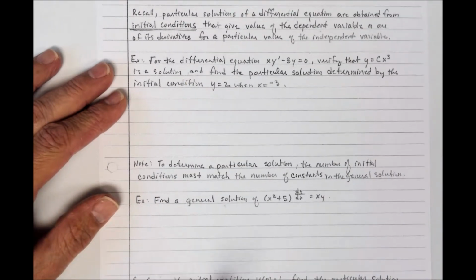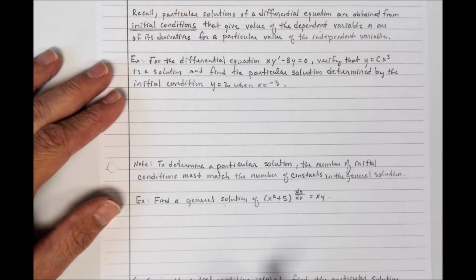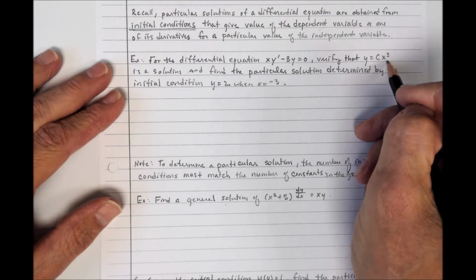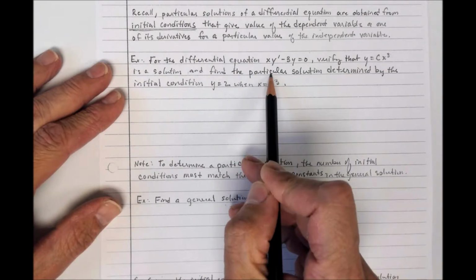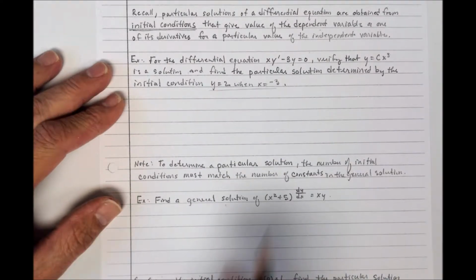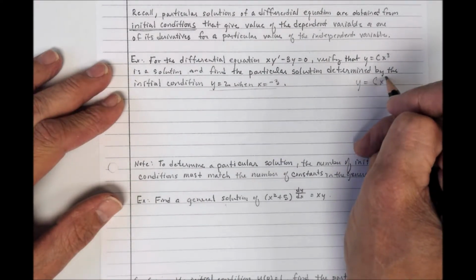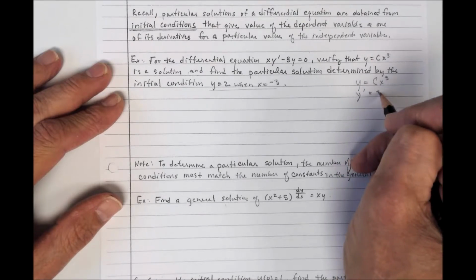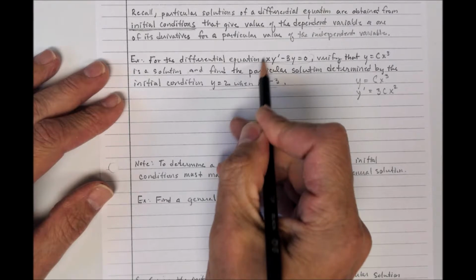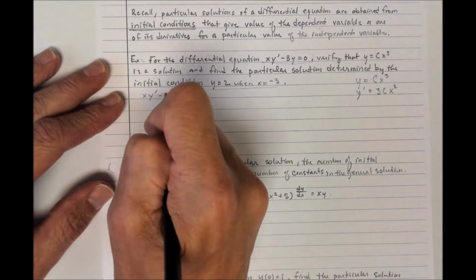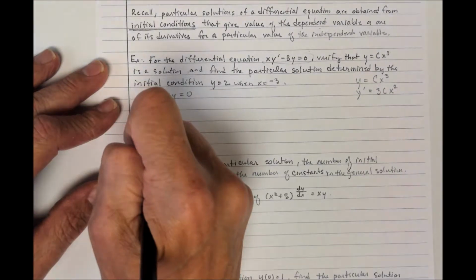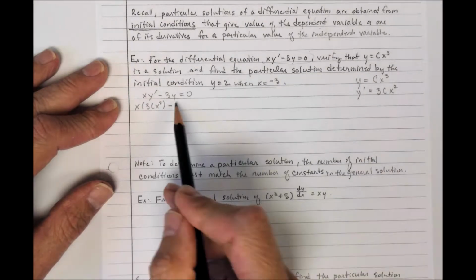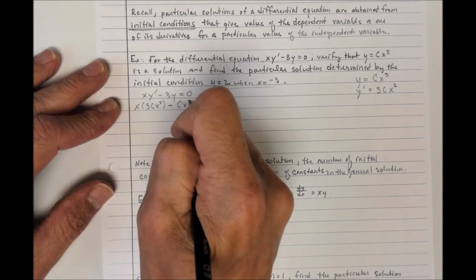For the differential equation, x y prime minus 3y equals 0, first order differential equation, we want to verify that y equals c x to the third is a solution. So I know how to do that. I'm going to plug it and its derivatives in, and then we're going to find a particular solution given these initial conditions. So first things first, I have y equals cx to the third. I'm going to need y prime, which would be 3cx to the second. So I go back to here, x y prime minus 3y equals 0. Plug these in. So in for y prime, I put in 3cx squared minus, and then in for y, I plug in cx to the third.